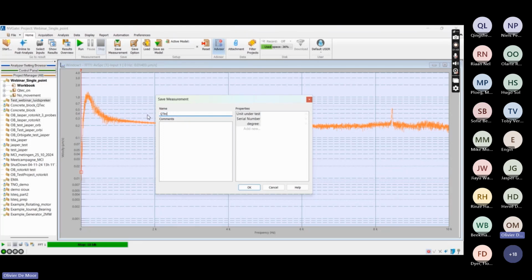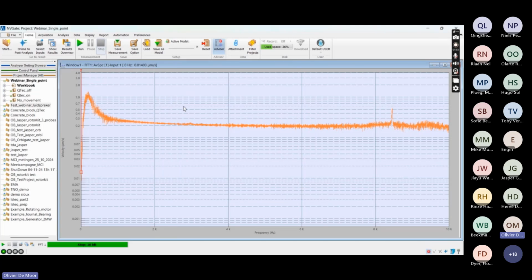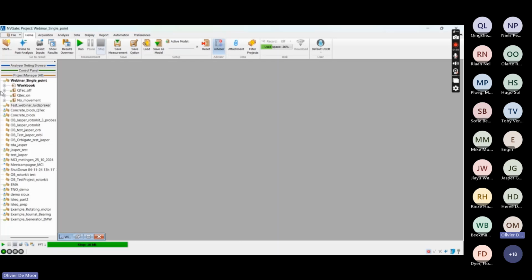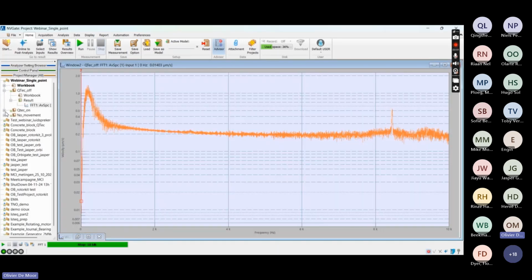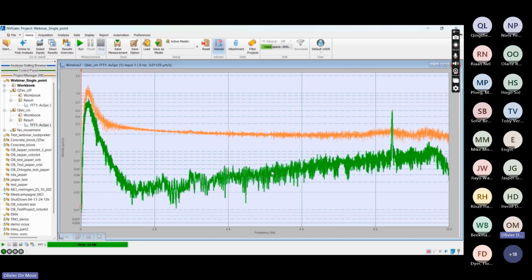And if we overlay those plots, so we can put them over each other in the software, we just need to swipe them on top of each other. Then you see clearly that with the QTec on, the green one has a lot better noise floor, even when the object is moving. That with that certain amplitude, you get much better results.